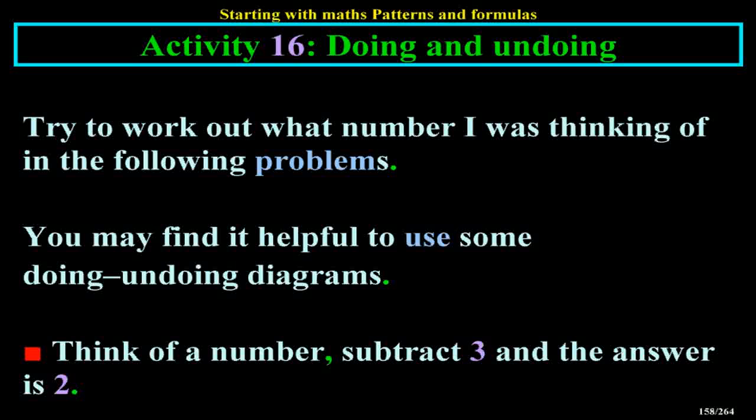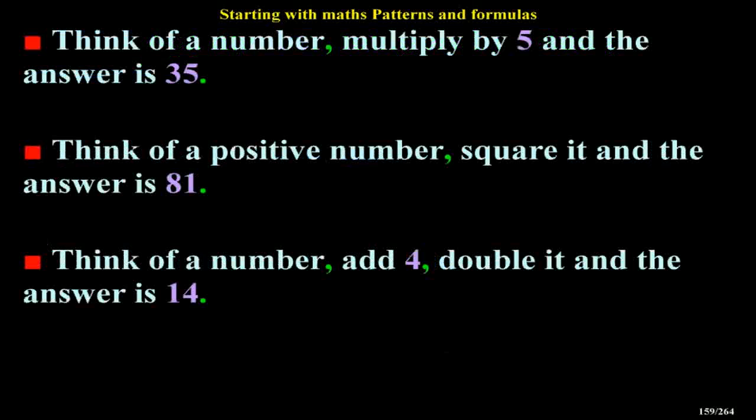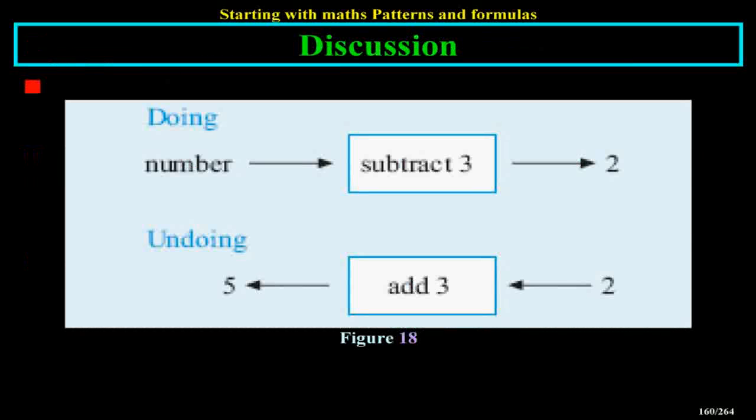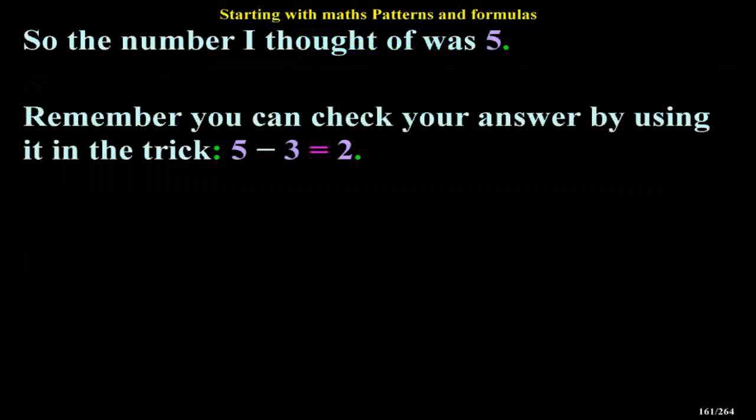Think of a number, subtract 3 and the answer is 2. Think of a number, multiply by 5 and the answer is 35. Think of a positive number, square it and the answer is 81. Think of a number, add 4, double it and the answer is 14. Discussion. Figure 18. So the number I thought of was 5.